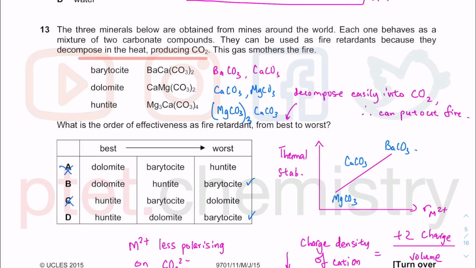The best one is going to be the one that contains a lot more magnesium carbonate, because this is the easiest to decompose, and therefore it's going to produce a larger amount of CO2, and they can smother or stop the fire from spreading, because it can be used to extinguish the fire. So the huntite is going to be the best fire retardant material there. So option D is going to be the only answer there.